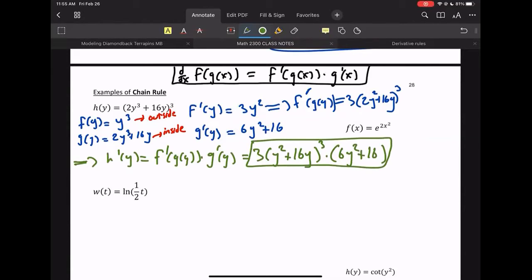The reason it gets complicated, again, is because you have something inside the other thing, right? So it's kind of like you ignore what's inside it, take the derivative of the outside piece, but then put the other one back in, right?